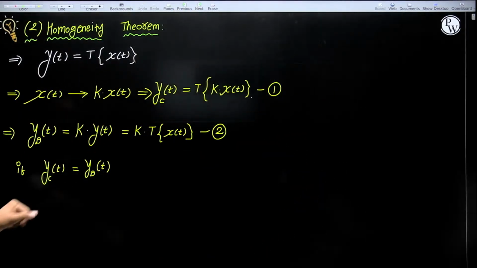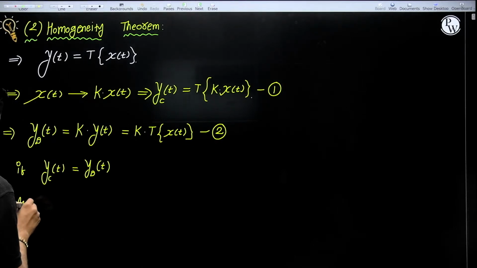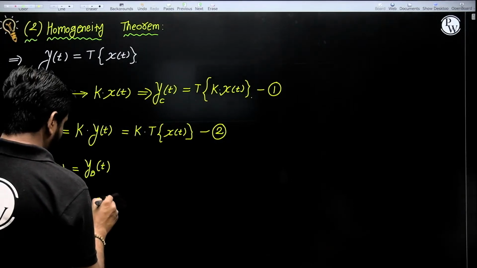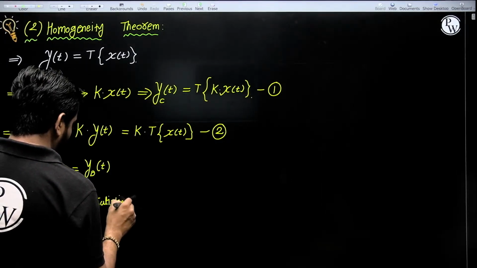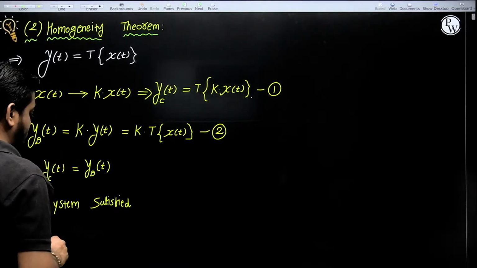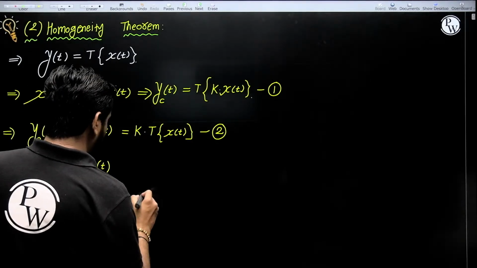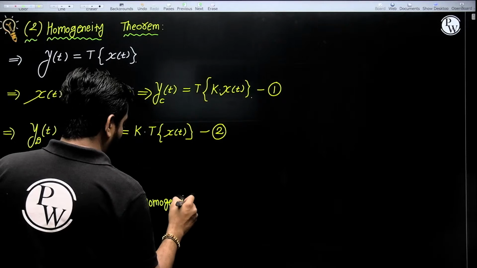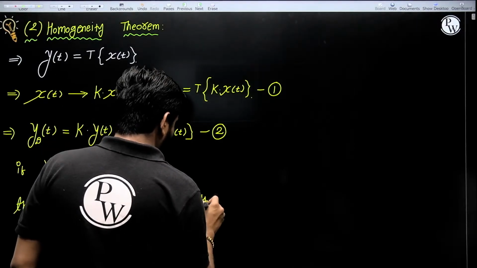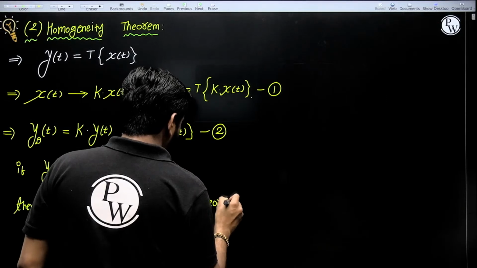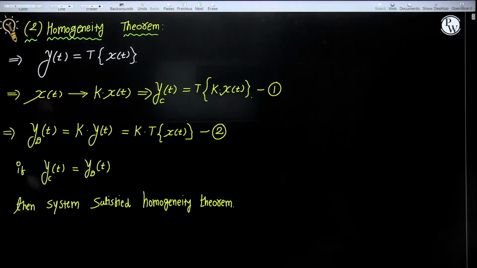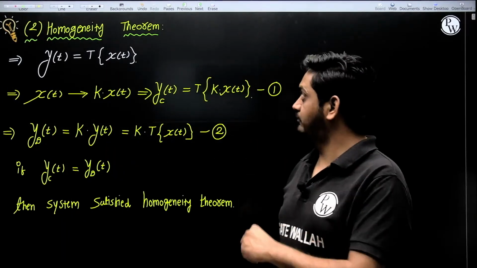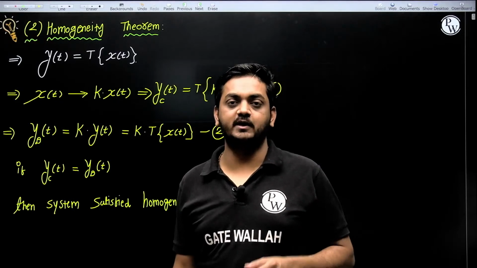Here yc of t equal to yd of t, then the system satisfies the homogeneity theorem. And if the system does not satisfy any one theorem, then the system is said to be non-linear.